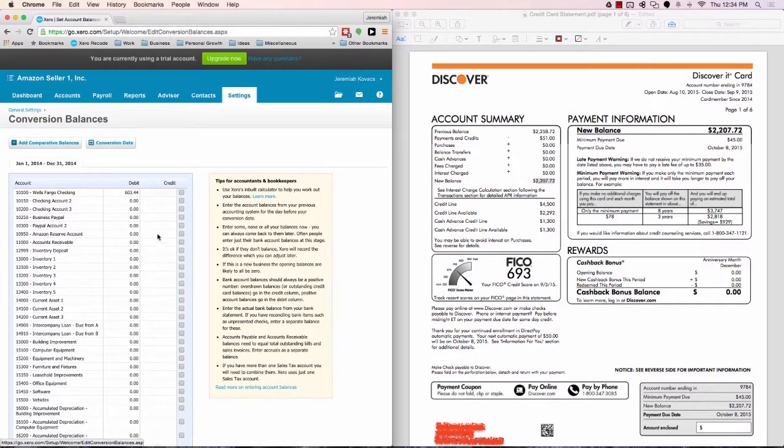But anyways, this is how the conversion balance works. Go ahead and plug in your balances as of the conversion date, and then we'll be ready to move forward.